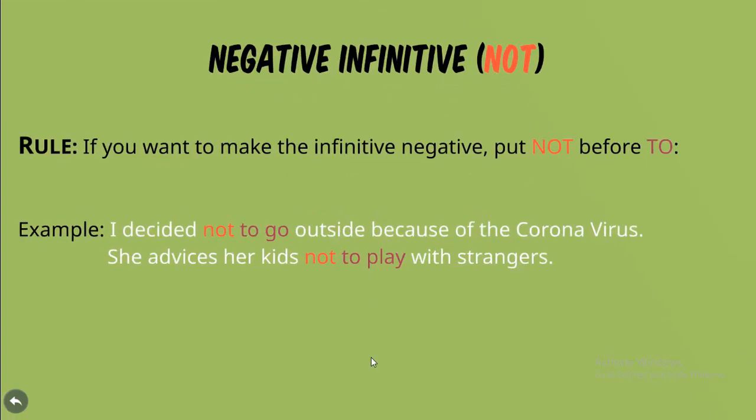Negative infinitive. If you want to make the infinitive negative, just put not before to. For example, I decided not to go outside because of the coronavirus. She advises her kids not to play with strangers.